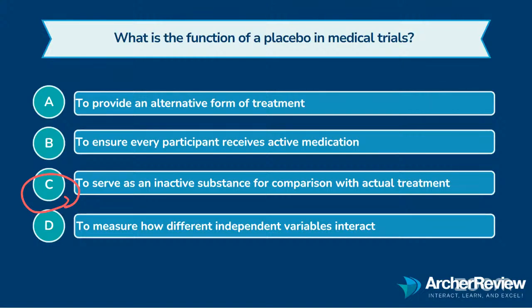And then D, to measure how different independent variables interact. There should only ever be one independent variable in our experiment. That way we know it is the only thing causing an impact on the dependent variable. So there should only ever be one independent variable.